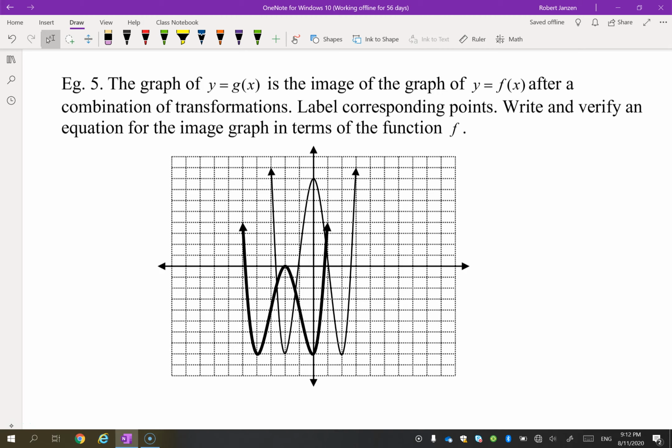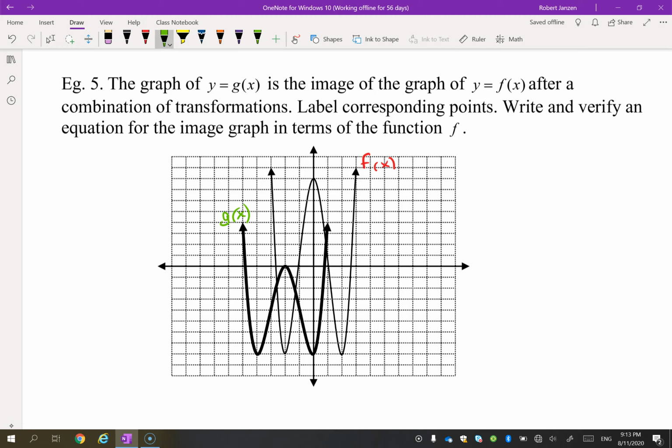It says the graph of g of x is the image of the graph of f of x. So we've got two graphs here. Let's call this one f of x, and we'll call the dark one g of x. It says there's been some transformations. f of x has become g of x.